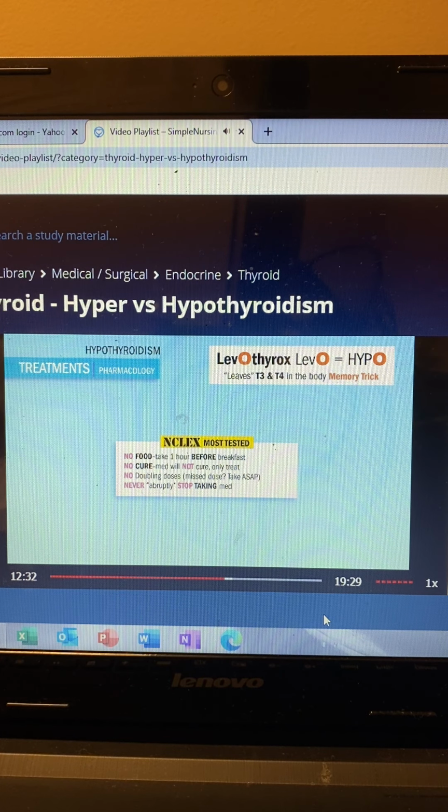And lastly, never abruptly stop taking medication. Keyword is abrupt stop. It can lead to an extreme low condition with low respiratory rate, low BP, and guys, that will kill your patient. Again, this is called myxedema coma.